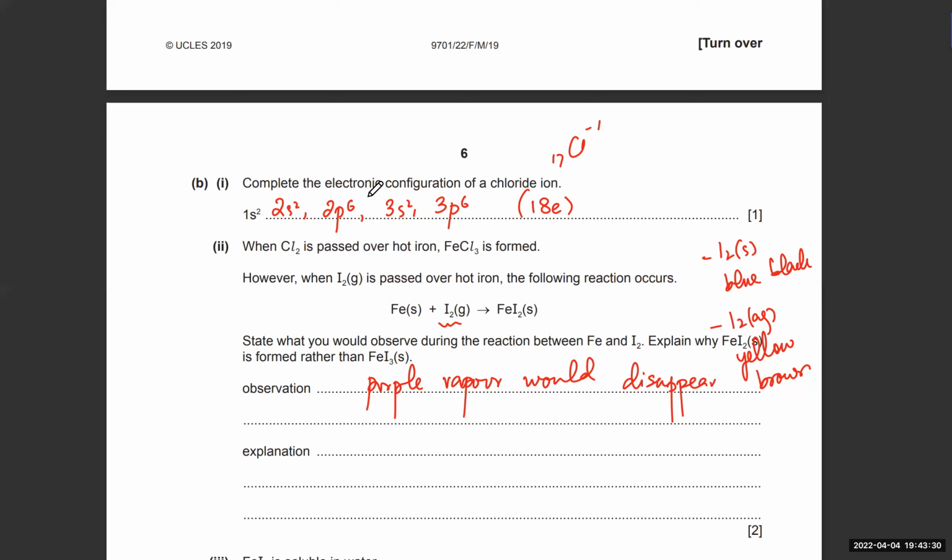Now over here, when Cl2 is passed, the question states that FeCl3 is formed. But when iodine is passed over hot iron, you get only FeI2. What does that indicate? How are Cl2 and I2 behaving? The iron changes because of Cl2.